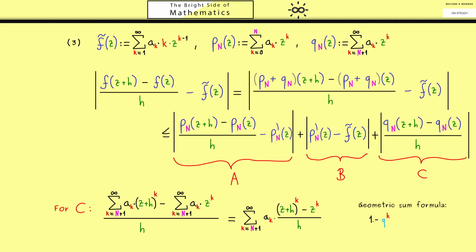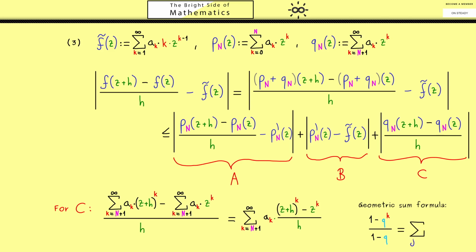Indeed, this one is applicable because we have the same power and the difference involved. To refresh your memory, the geometric sum formula holds for any number q, and it looks like 1 minus q to the power k divided by 1 minus q. So you see, there is one exception for q. q is not allowed to be 1.